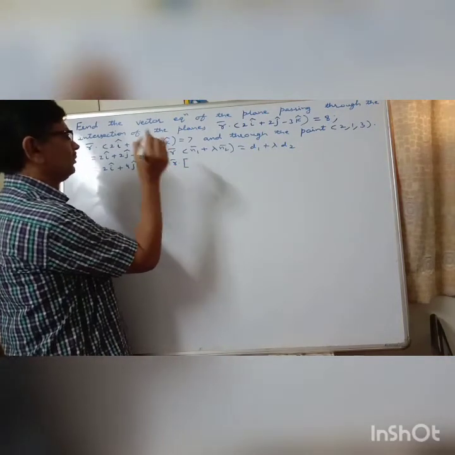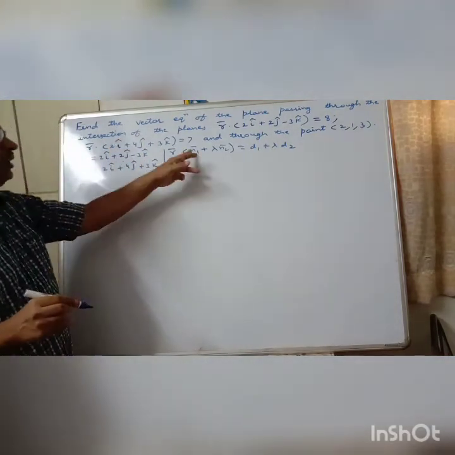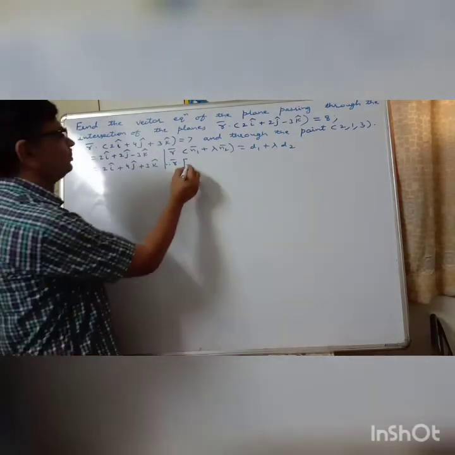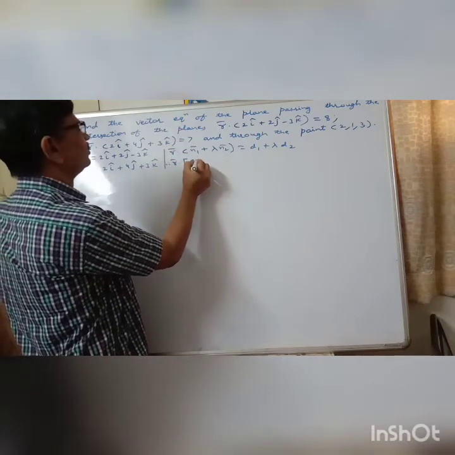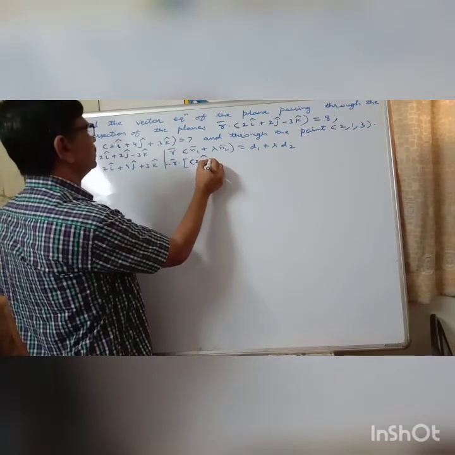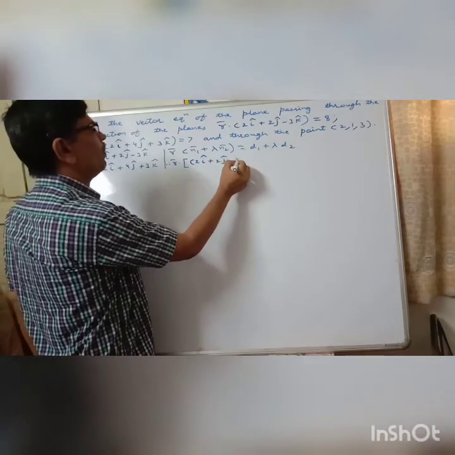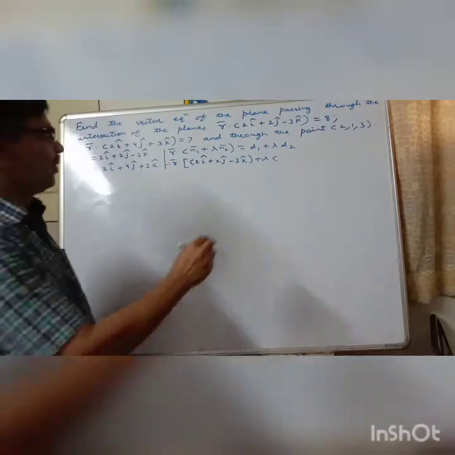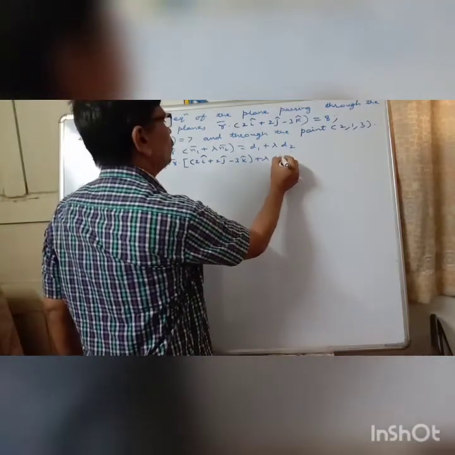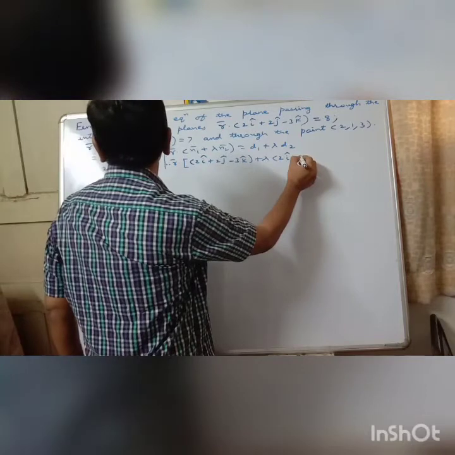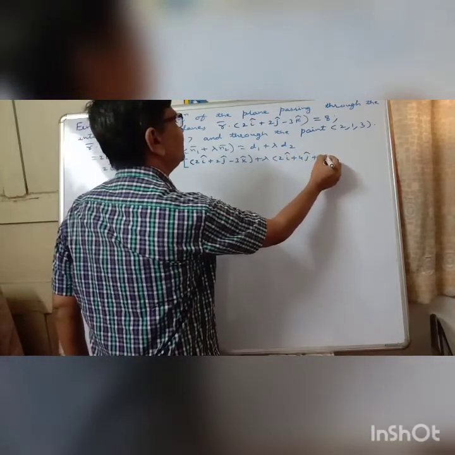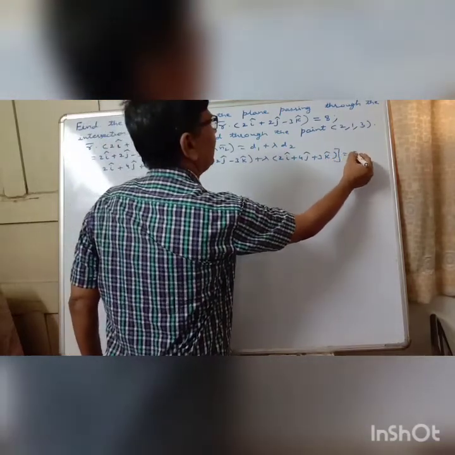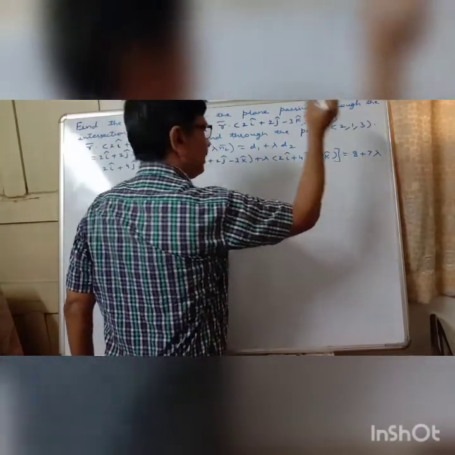R bar dot n1 bar and n2 bar we shall write in brackets. So outside we shall use another bracket, square bracket. In that round bracket, 2i plus 2j minus 3k plus lambda into bracket 2i plus 4j plus 3k equal to 8 plus 7 lambda.